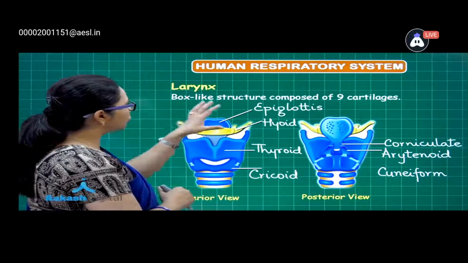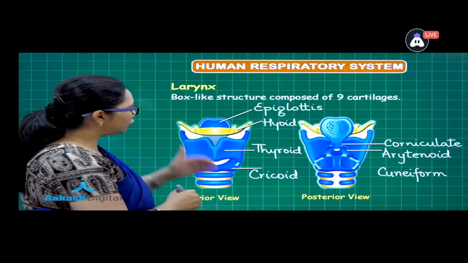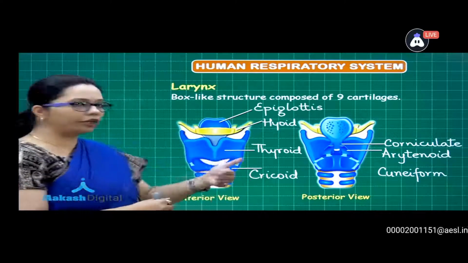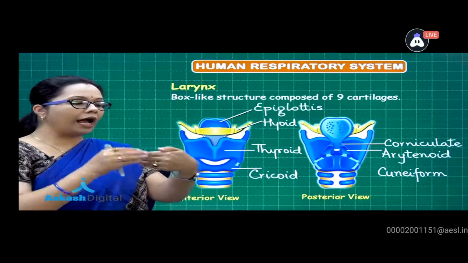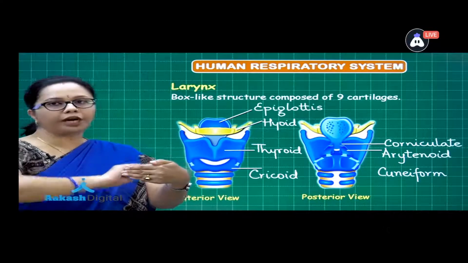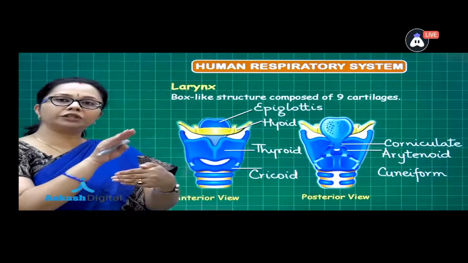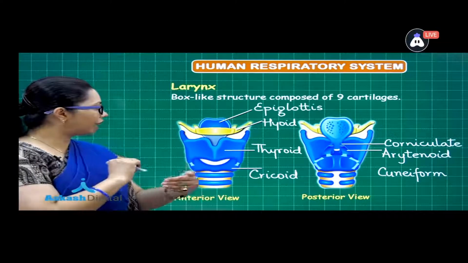So this is how the structure of the larynx is, and in this we can see that in the anterior view there would be this thyroid cartilage which is projecting out because of the notch, and behind this thyroid there would be arytenoid, and above it, it is the epiglottis which will be covering.